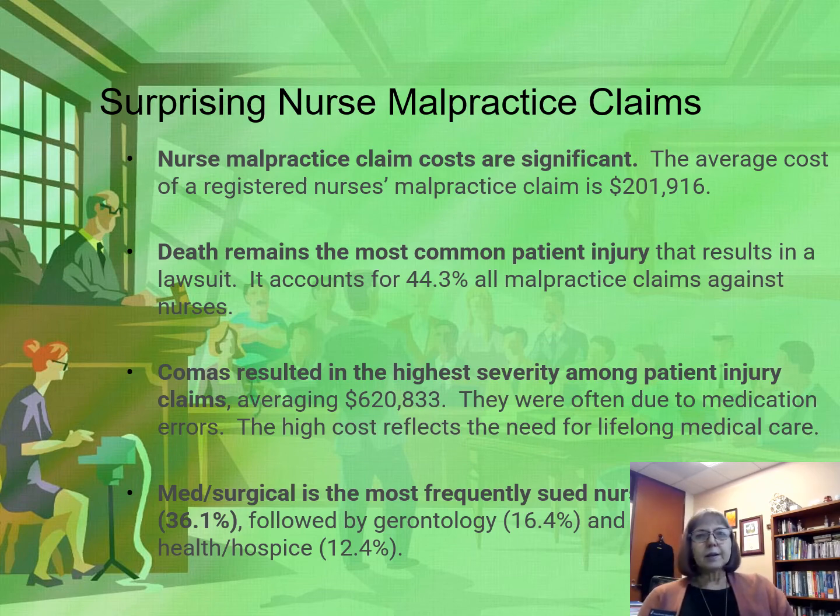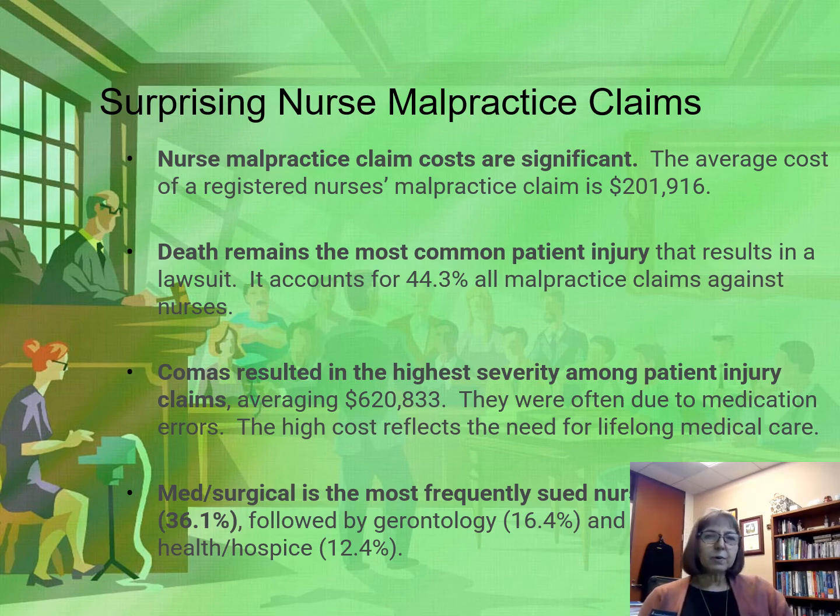So nursing malpractice claims and the cost are very significant. The average cost of a registered nurse's malpractice claim is around $202,000. And nurses are not seen as what we call in the legal world deep pockets. The physician is, or big corporations and companies and things, hospitals, but nurses don't normally have deep pockets, meaning a lot of money. But $202,000 can be a lot, hence the importance of malpractice insurance.